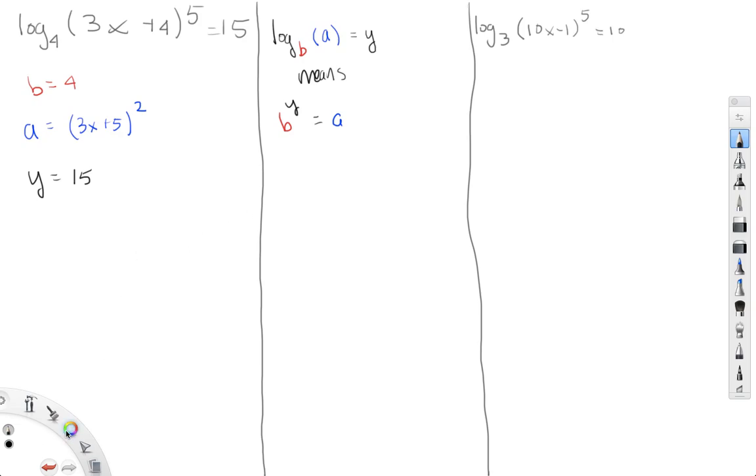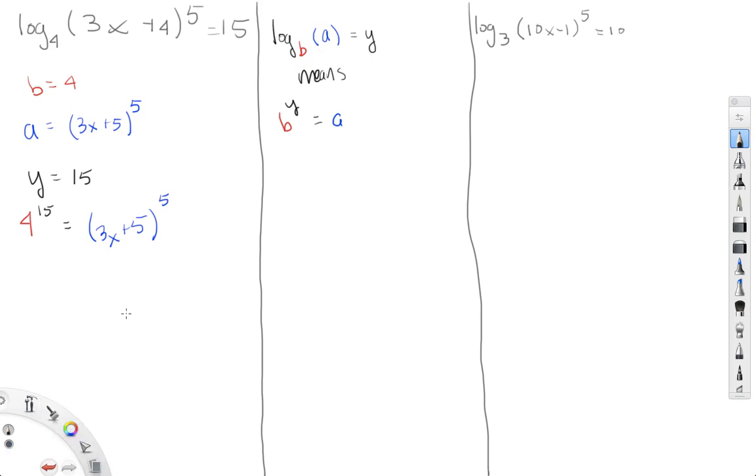So we begin by rewriting this as an exponential statement. So we have 4 to the power of 15 equals 3x, and I don't know why I wrote 2 here. This should be 5. So this should be to the 5th power. 3x plus 4 to the power of 5.